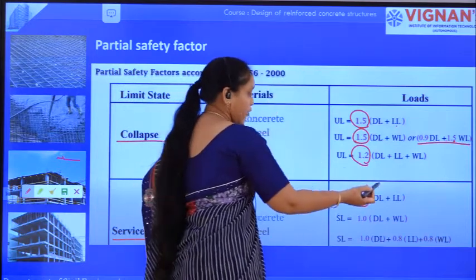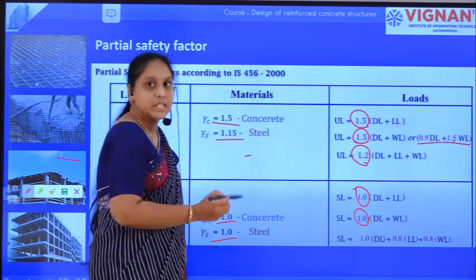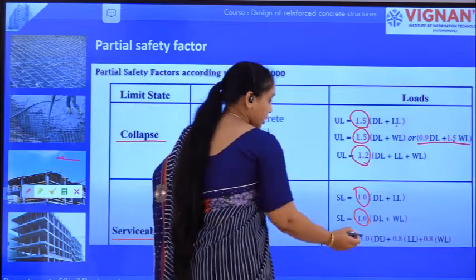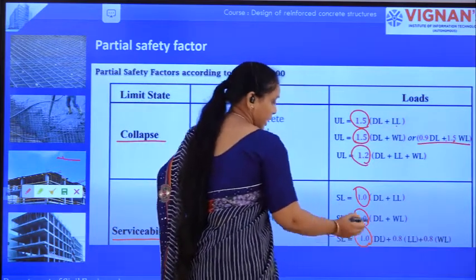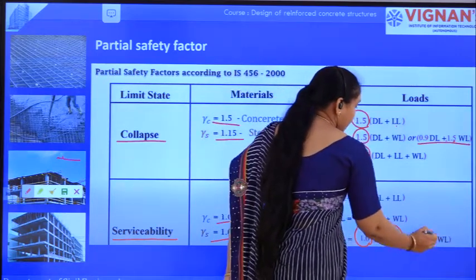In the limit state of serviceability, we are going to consider the partial safety factors for loads as 1 for dead load and live load. For the combination of dead load and wind load also, the partial safety factor is taken as 1. For dead load, live load and wind load combinations, for dead load the partial safety factor is taken as 1, for live load it is taken as 0.8, and for wind load it is taken as 0.8.